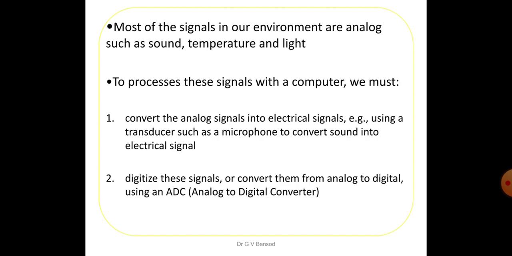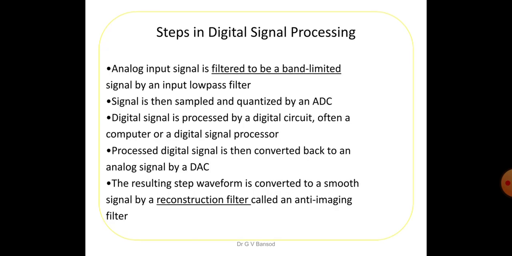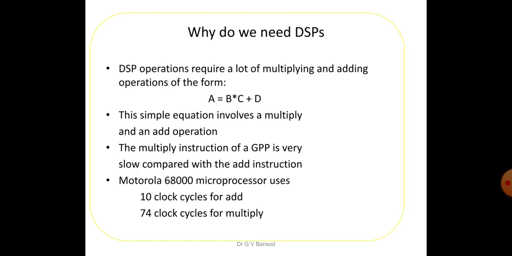Okay, why do we need DSP? Because we know that most of the signals are analog, we need to convert them into digital, compute and process them. We need to first sample, then quantize, we need to use reconstruction filters, and we need a lot of ADCs and DACs. And the most important reason we require DSPs is to perform complex operations like multiplication and addition. These are very complex operations.